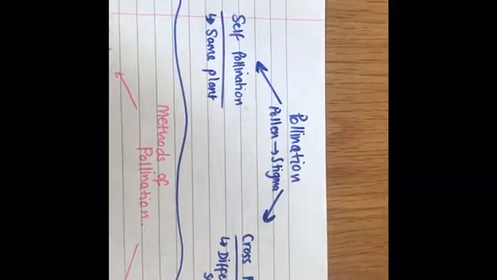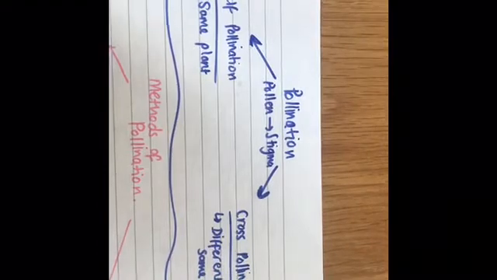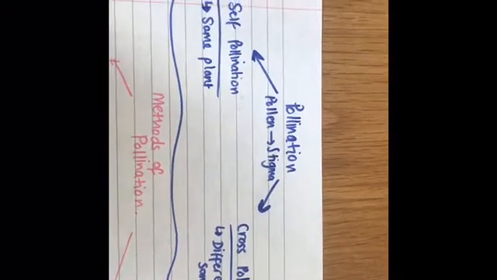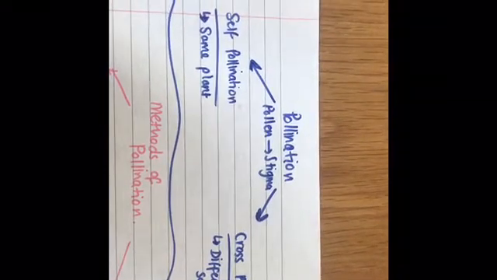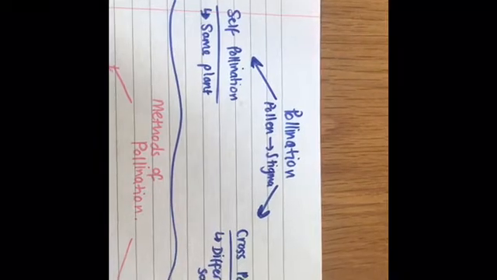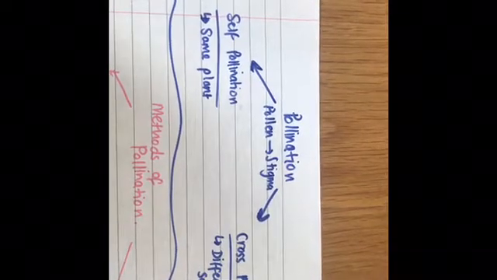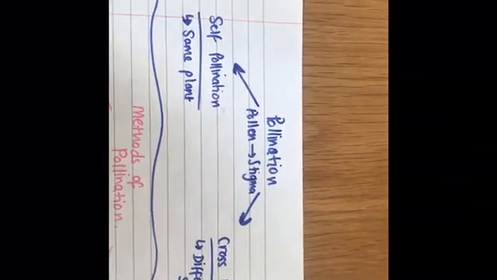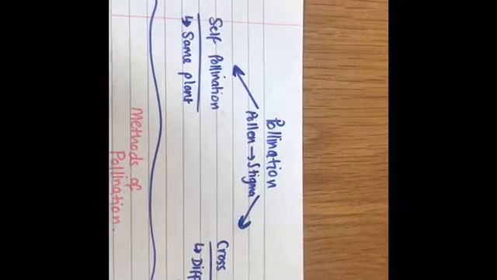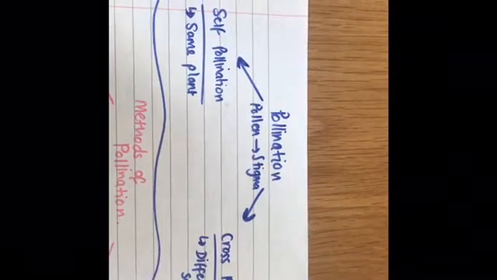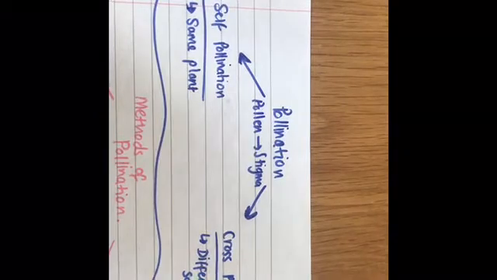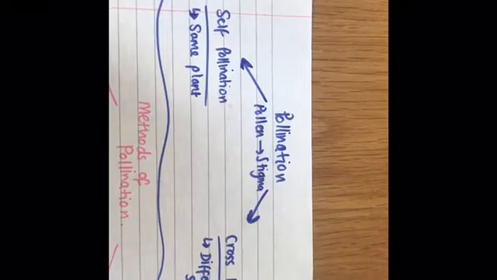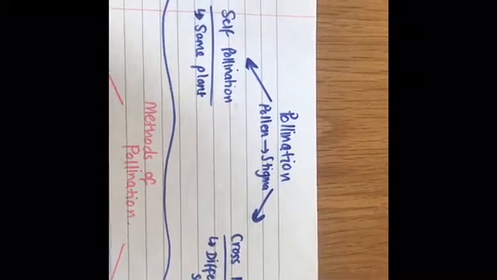In comparison, cross-pollination occurs in different plants. So this means that pollen from one plant fertilizes the egg of another. So it has to be the same species of plant though. Cross-pollination is a lot better than self-pollination because it allows for variation to occur.